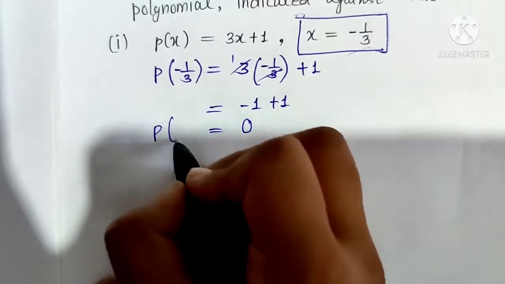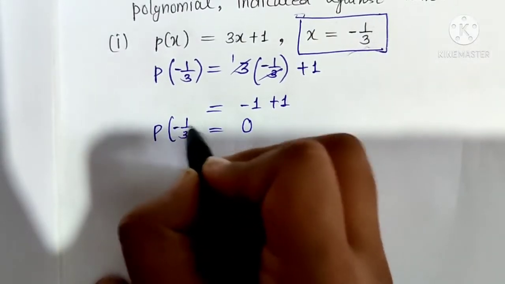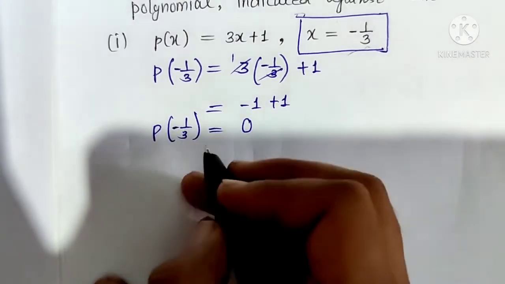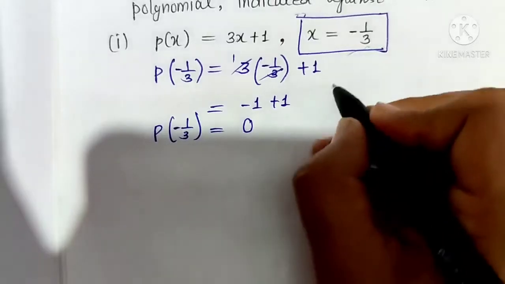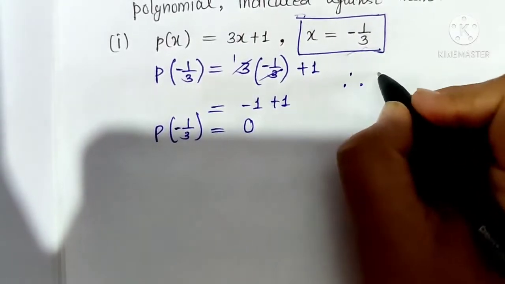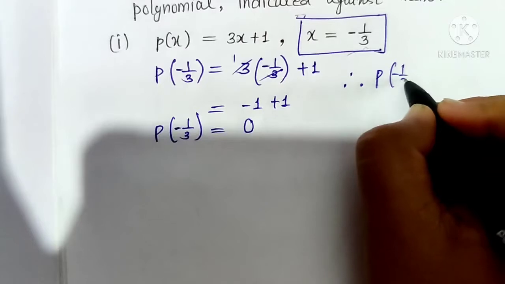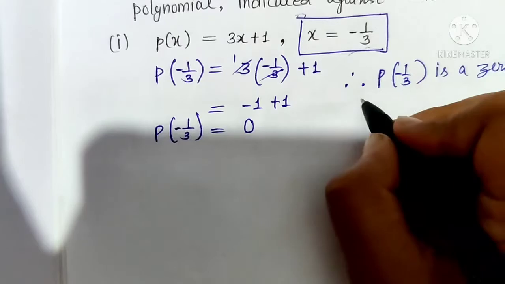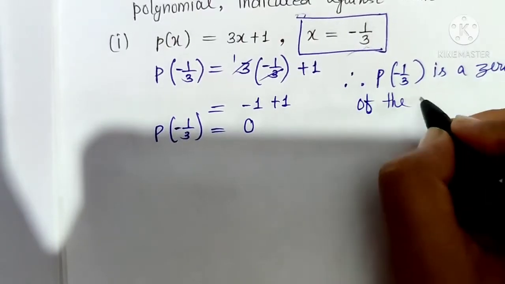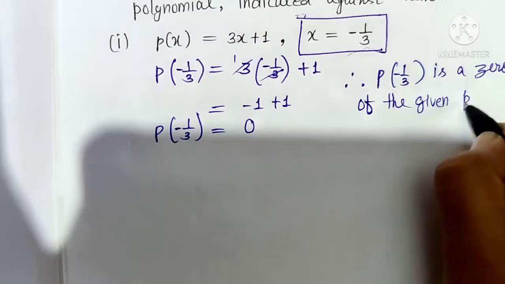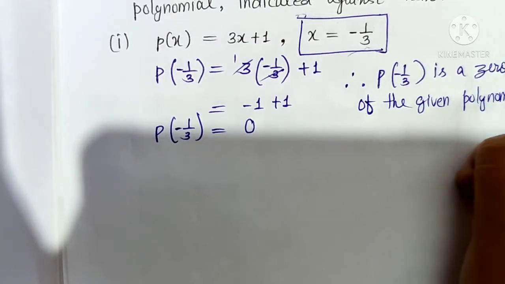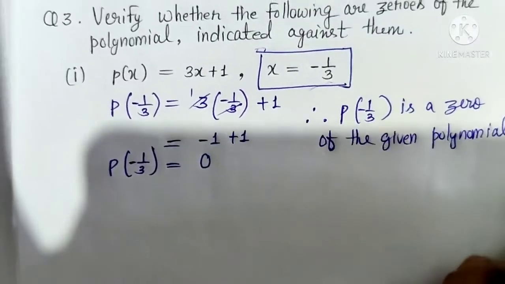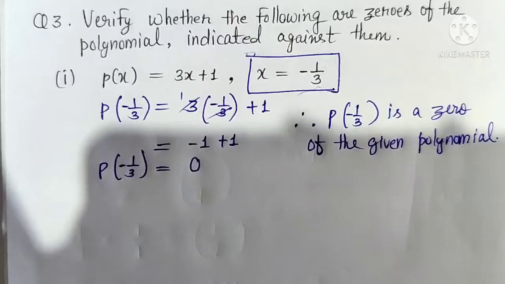So we can say that if we are putting the polynomial value p of minus 1 upon 3, it's coming 0. So what we can say? Yes, therefore we can say p(minus 1 upon 3) is a zero of the given polynomial. Okay, so in this way we can do the question, that p(minus 1 upon 3) is the zero of the given polynomial. I hope the first part is clear to you. Now move to the next part.